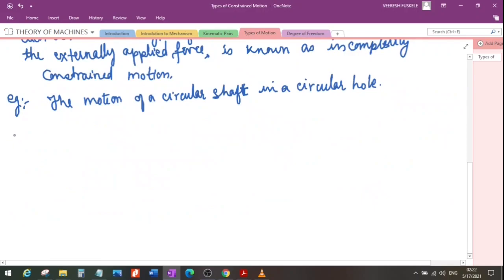The third type of constrained motion that we have is successfully constrained motion.